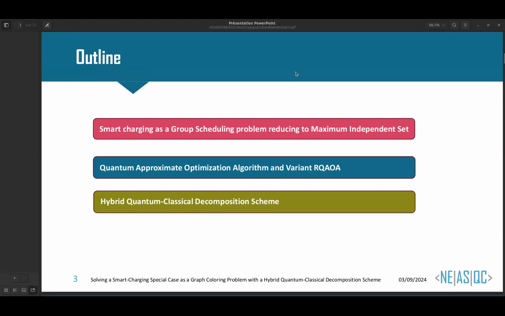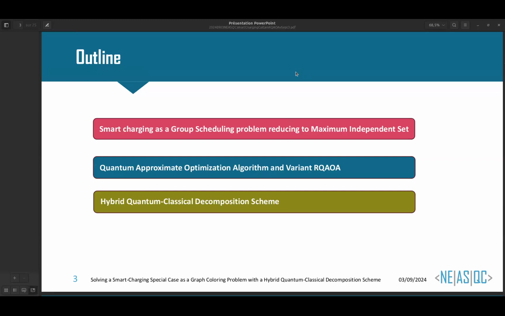So the outline of the talk will be, first, to present the problem itself, with the smart charging use case, which reduces to a maximum independent set, as I will show. I will recall some preliminary results we obtained on the quantum approximate optimization algorithm and its variant, the recursive QAOA algorithm, which was used to solve the maximum independent set.